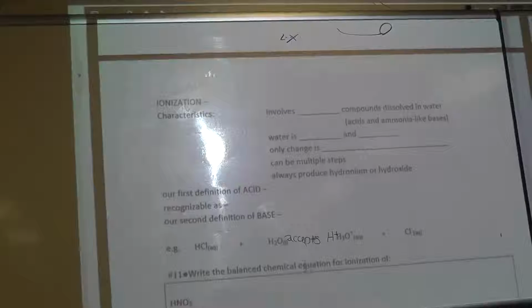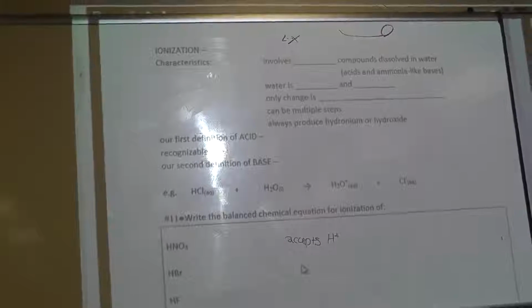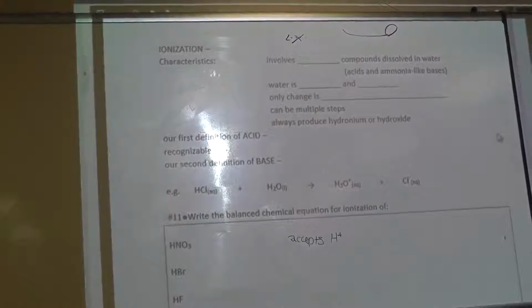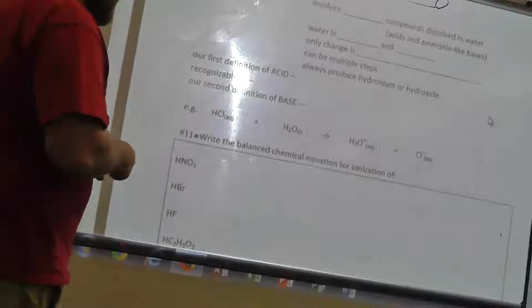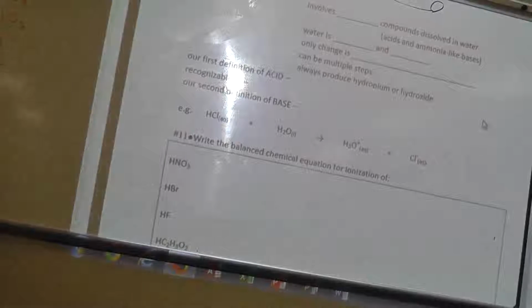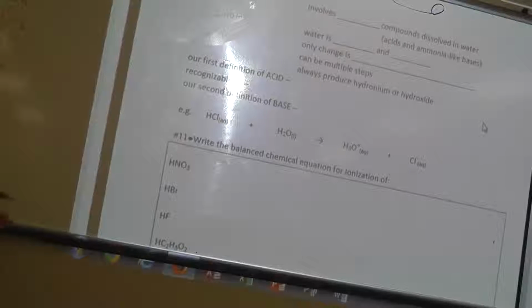Something that accepts that H plus. And your first definition of acid is something that releases that hydrogen. What about just the second definition of base? So your second definition of base needs to change to take into account that now you've got things that can go in each direction. So it doesn't necessarily have to accept the hydrogen all the time. It can release it and then accept it back.